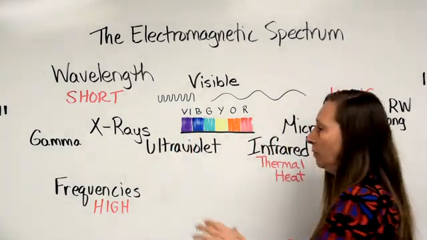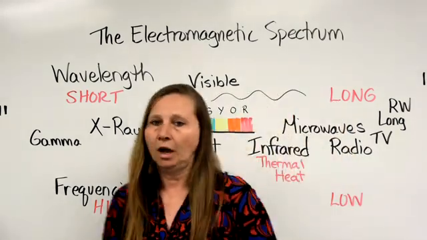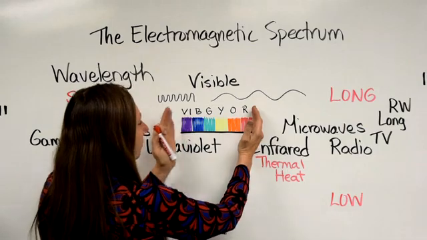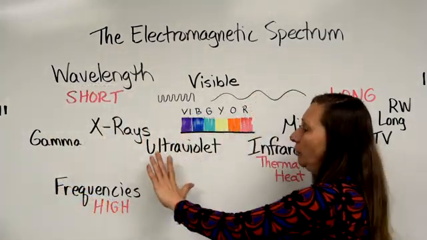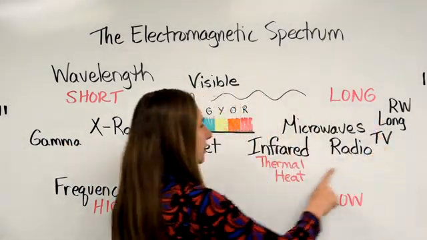Now, there are some animals that can see ultraviolet, all right? But other than that, this is what we see. We can't see those. We have other ways of detecting these.